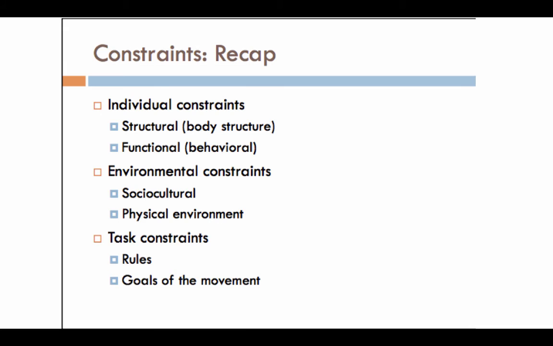Environmental constraints are sociocultural, and they're also physical environmental. So sociocultural would be what we went over in the previous module about how society and the cultural aspects of it shape the environment. And physical environment is stuff such as gravity or the surface upon which you're running. Task constraints include the rules of the sport that you're doing and the goals of the movements.